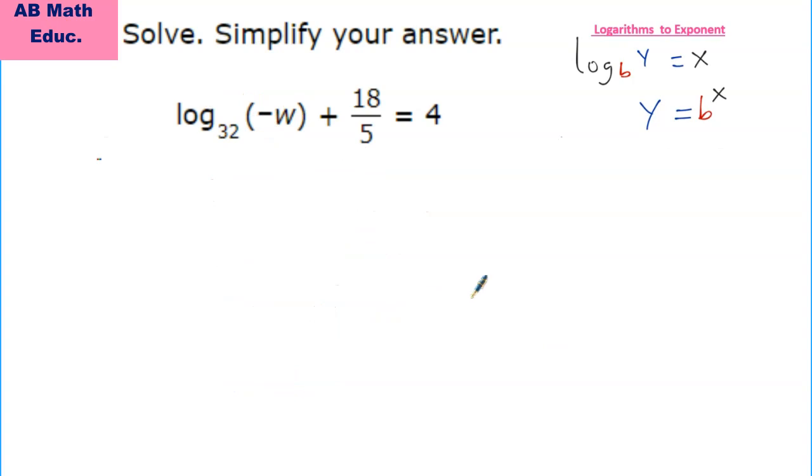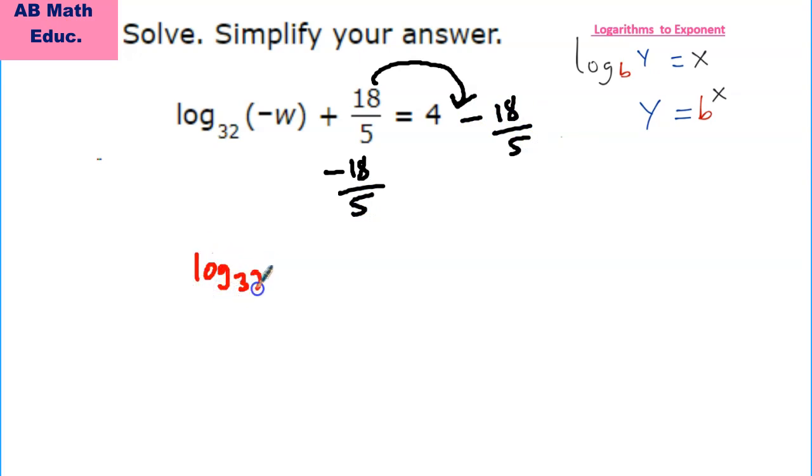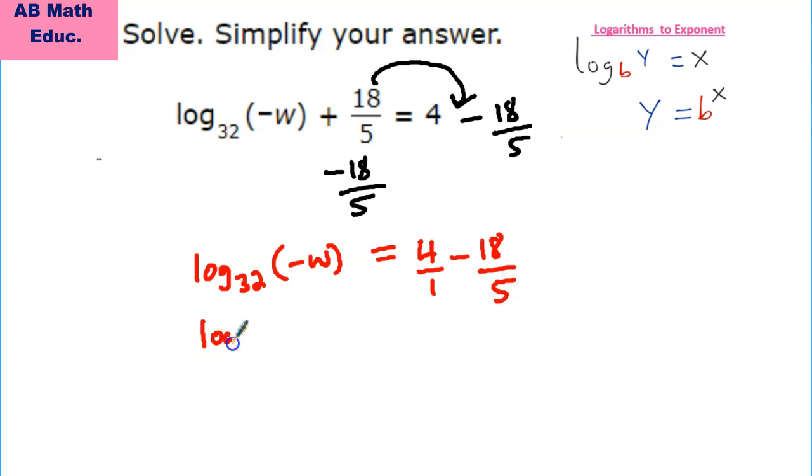So here, the same way as we have been doing, the only strange stuff is the fraction here. All we have to do is get rid of it, so we are taking it over here, so we subtract 18 over 5. We repeat the same thing here, 18 over 5. If that is the case, we will get log 32 of w equals, here for every whole number it is over 1, 1 minus 18 over 5. Log w is 32.